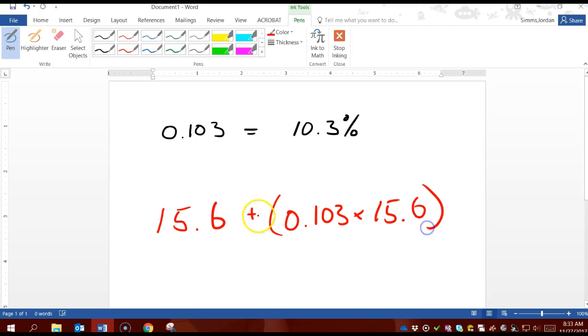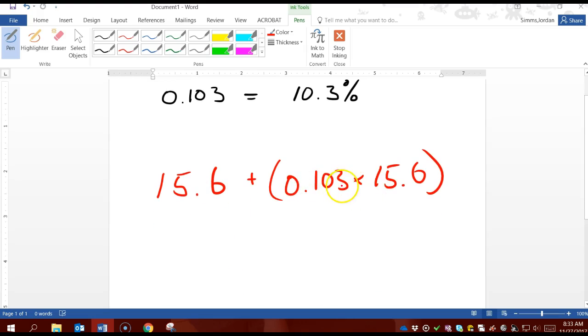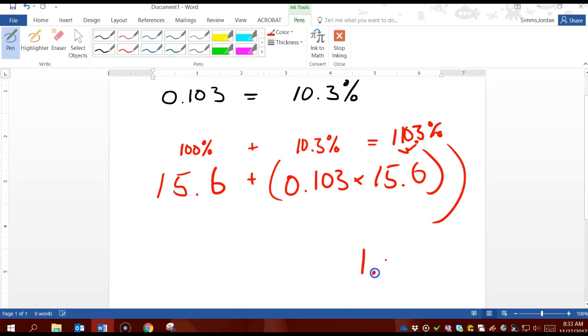So we're adding that on, but remember, you can think about this in terms of percentages as well. This is basically 10.3%, as I figured out, and this is 100%. This is 100% of our original amount, or whatever amount we're going to be comparing this to, calculating. So if we add those together, we get 110.3%. So if we throw that back into a decimal, that gives us 1.103. So you can do it this way.